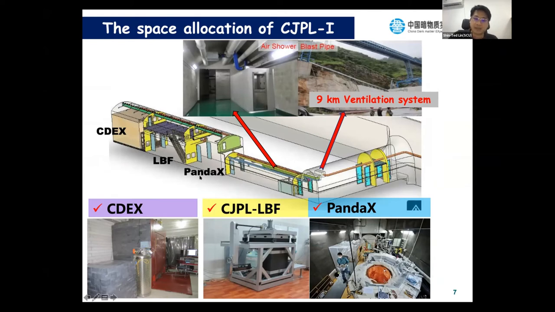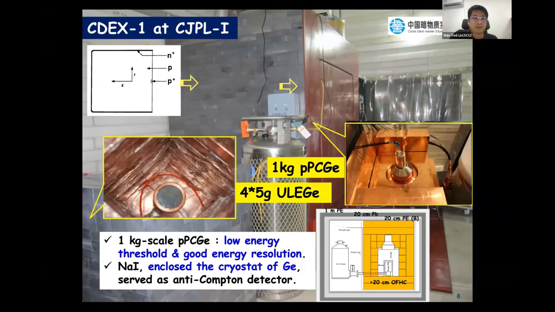it gives everybody a sense of scale, which is 40 meters by 60 meters by 6 meters by 6 meters. Basically it has been filled by two dark matter experiments, PandaX and CDEX, some low background facilities as well as some prototype experiments. So here is for the CDEX collaboration, and this one is the schematic diagram of the p-type germanium detector, shown here.